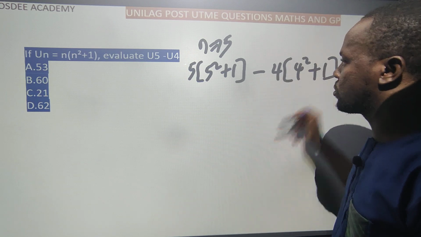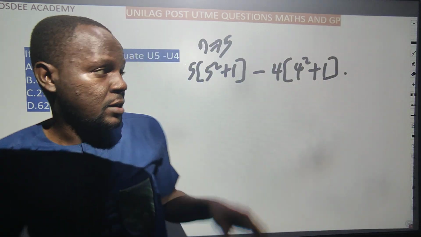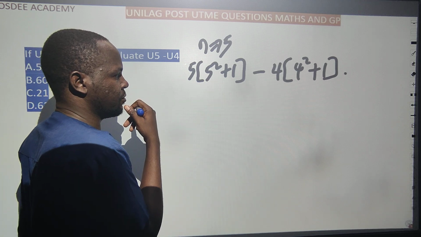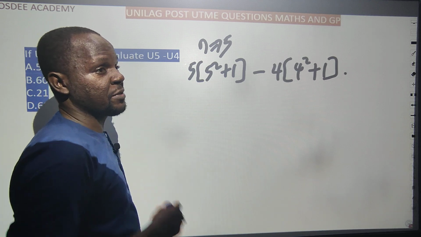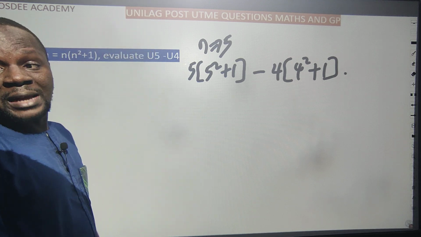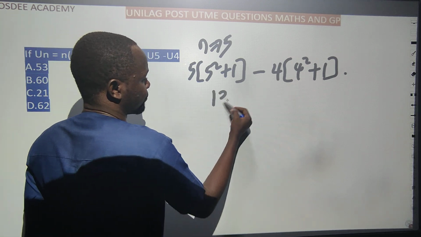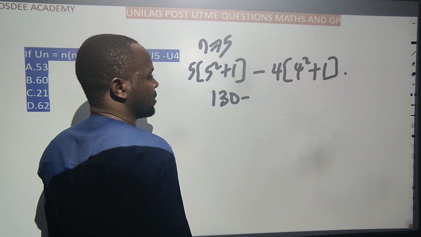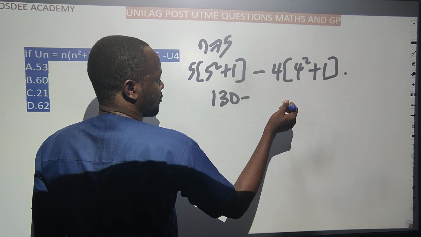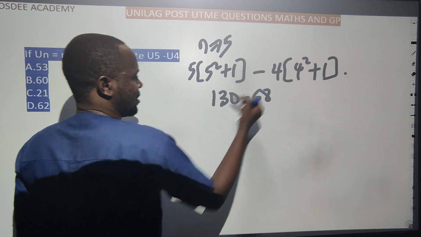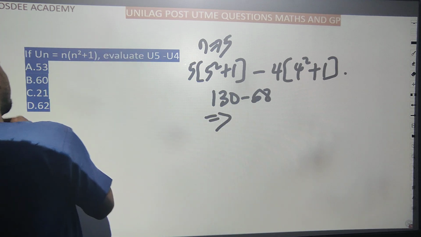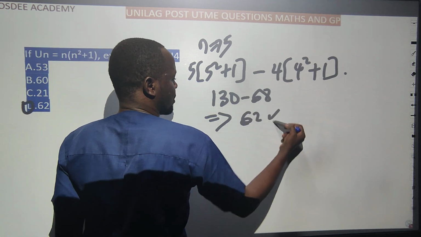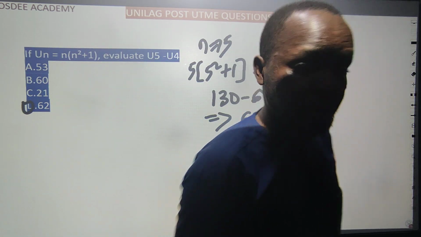Then you can now do that. This is 25 plus 1 is 26. 26 times 5, 5 times 6 is 30, so 26 times 5 is 130. Minus 16 plus 1 is 17. 17 times 4 is 68. I hope I'm right. Just subtract. I think that should be 62. So that should be correct. And if not correct, you can correct it from the comment section.